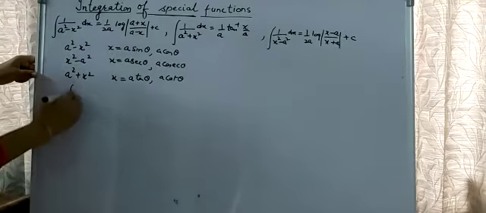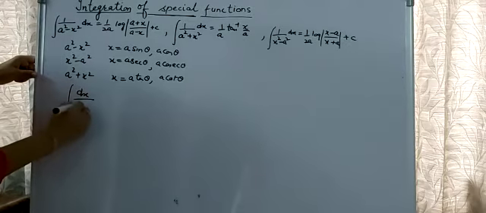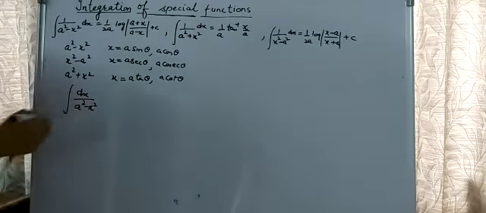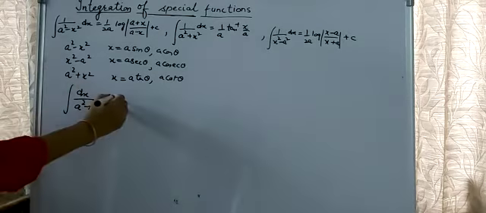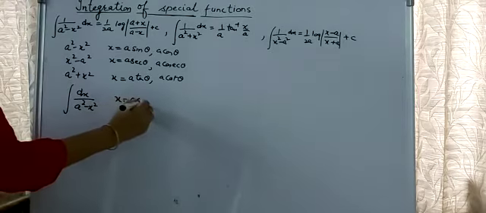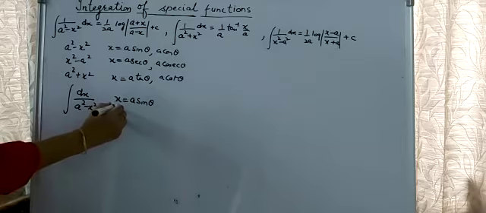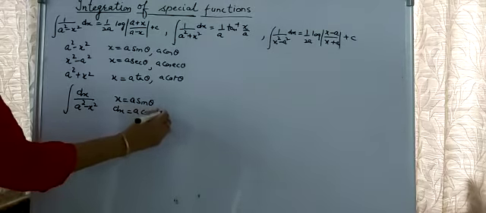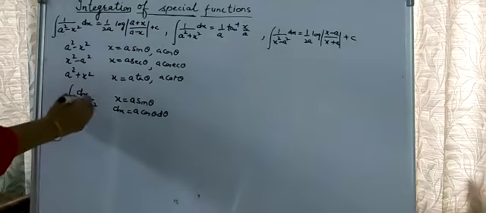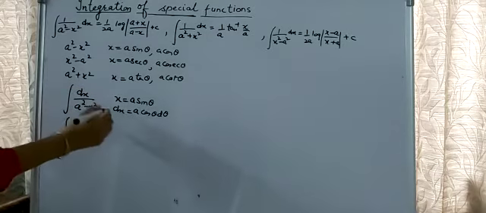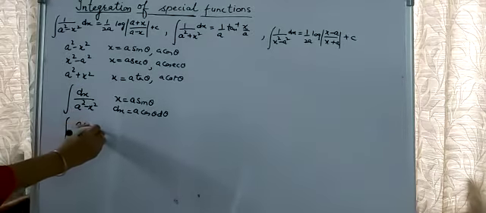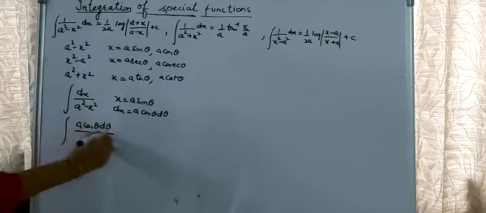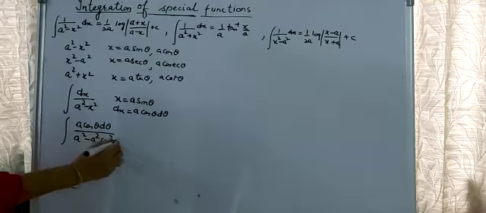So I am going to discuss this first type here, that is dx upon a square minus x square. So in this I substitute x equal to a sin theta. So I do its derivative, dx is equal to a cos theta d theta. So now I put all the values here. Dx is equal to a cos theta d theta upon a square minus a square sin square theta.